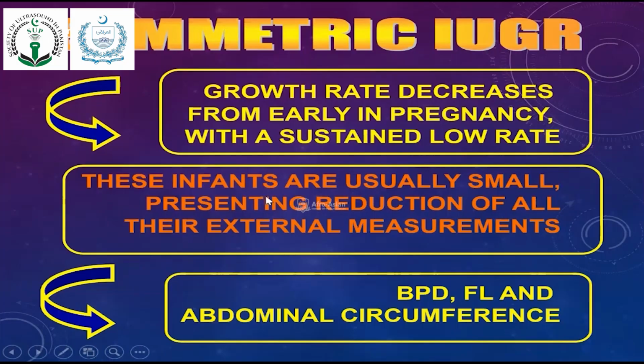These infants are usually small, presenting reduction of all their external measurements. As the name shows, it is symmetrical IUGR. So symmetrically, the whole of the body is small as compared to the dates. So BPD, femur length, abdominal circumference are measured, and everything is smaller than the required size at that specific gestational age.